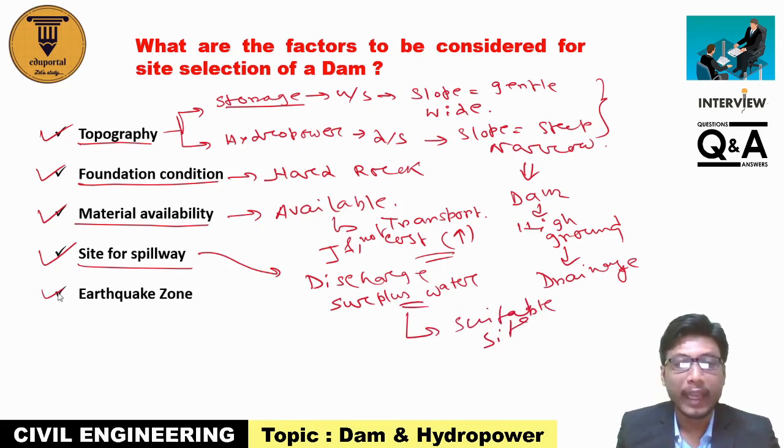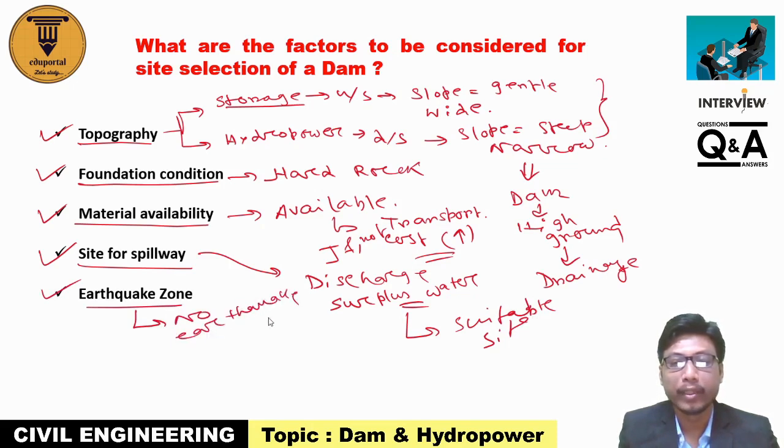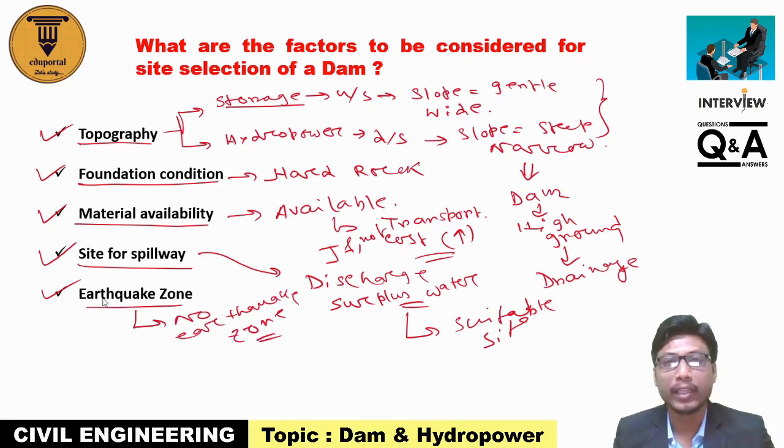Okay, and earthquake zone, it should not be located in an earthquake zone. So it should be located in such an area where no tectonic activities generally happen. Okay, so these are some favorable conditions. We will see some more factors.